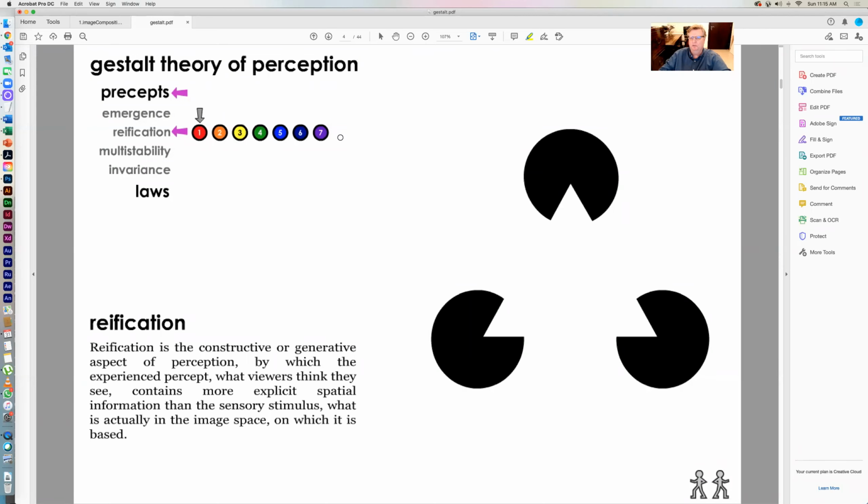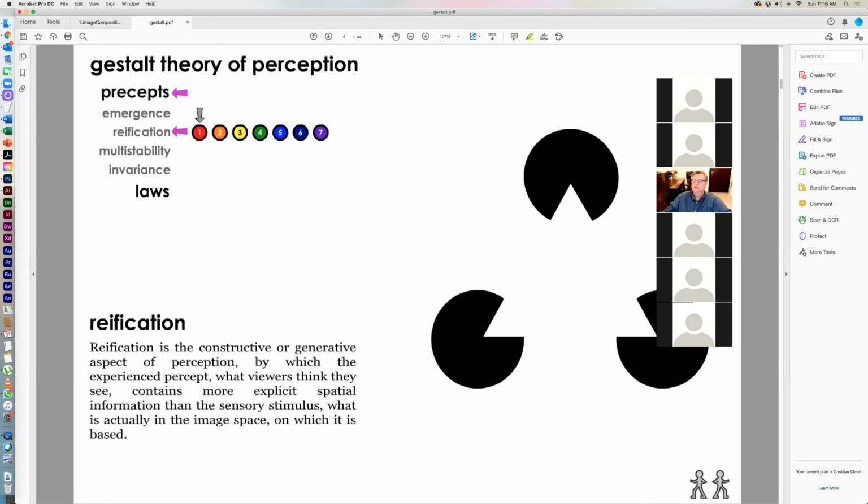And that is where, okay, constructive or generative aspect of perception, we see something that's not there. Does everybody, all right, maybe you guys, I guess you could raise hands. Do you guys see the triangle? Yes. Okay, the raise hands. All right. So people can see the triangle.